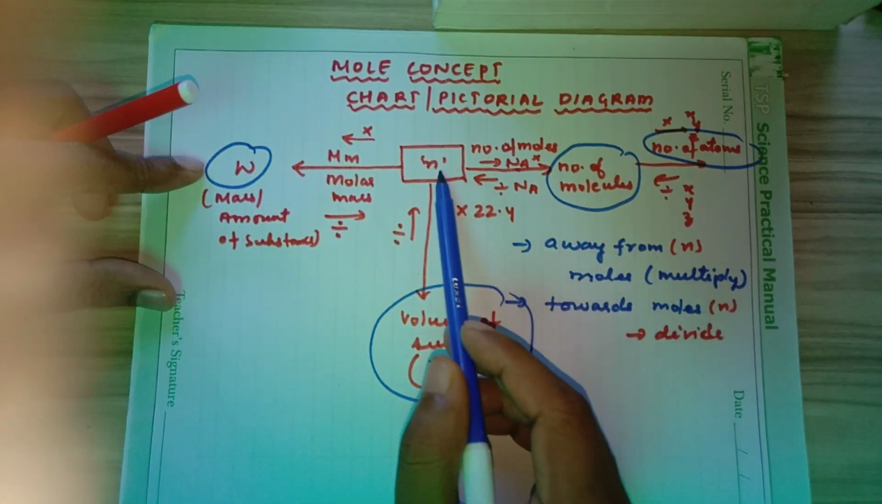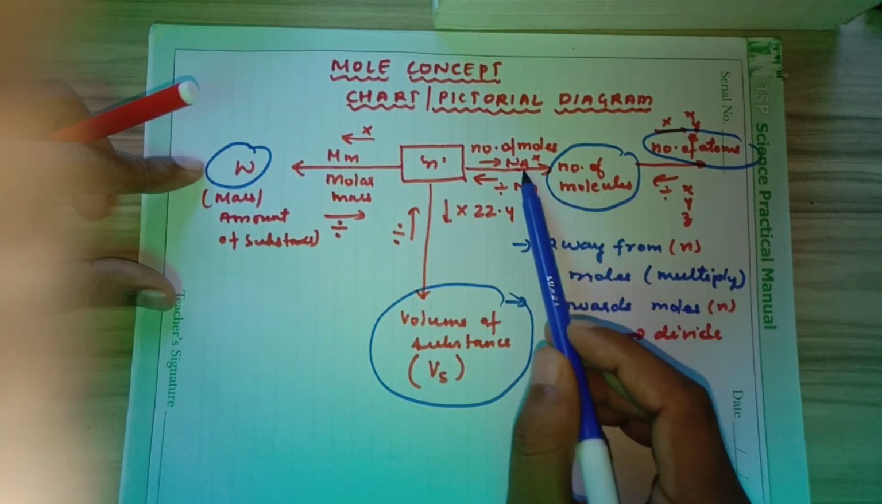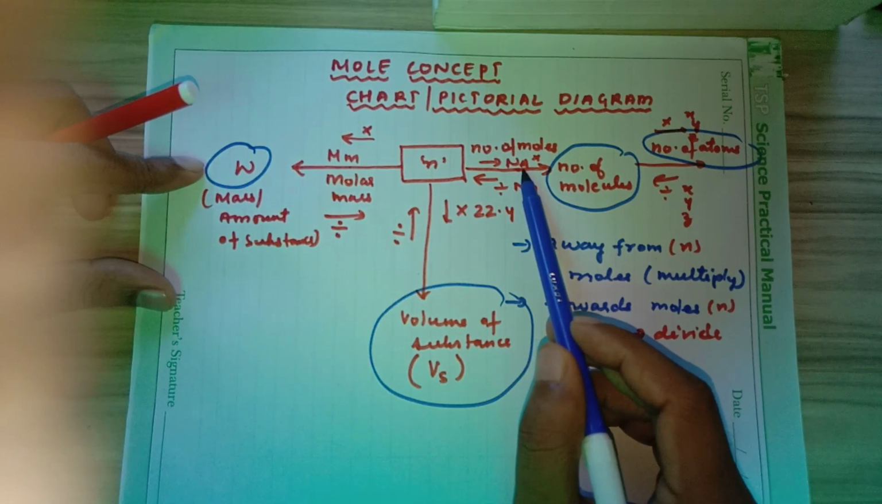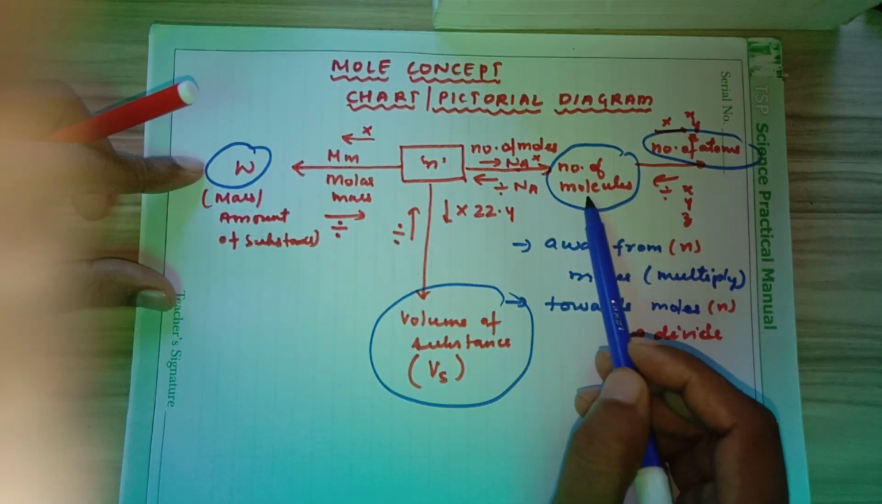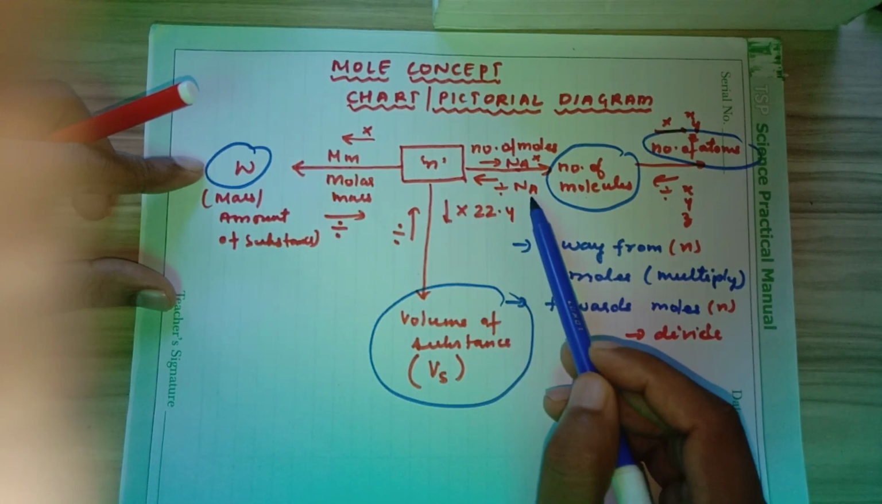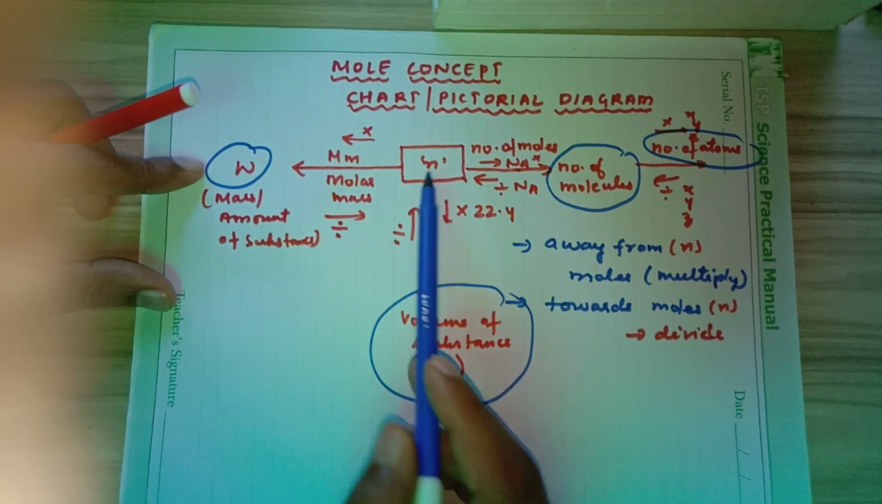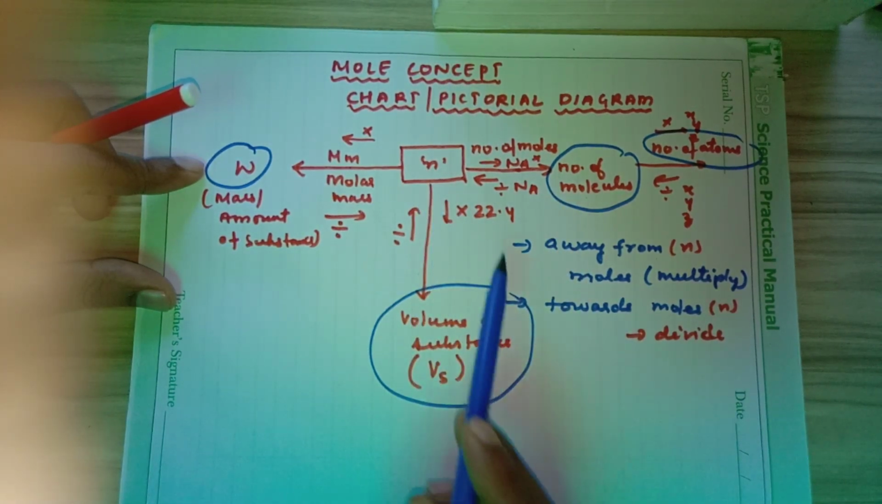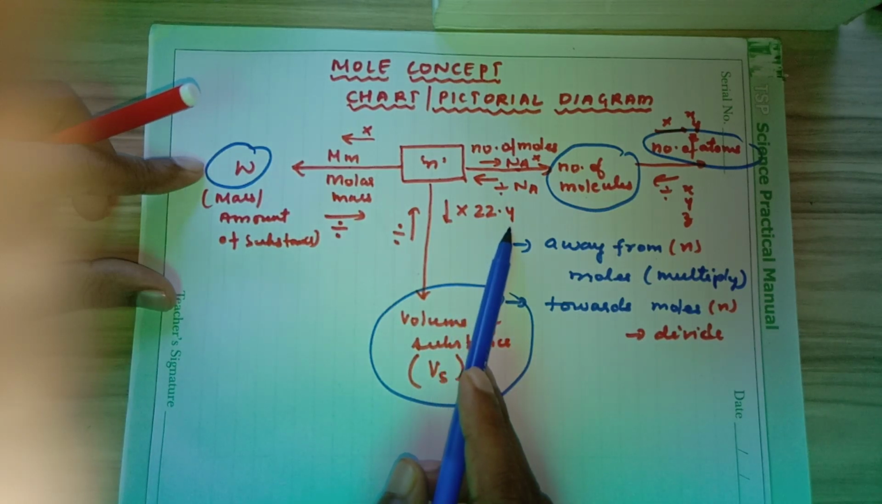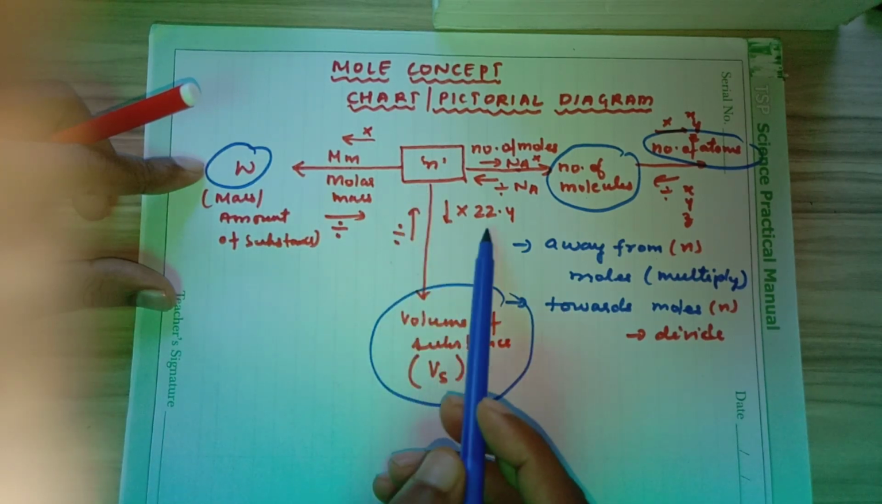Suppose we are given number of moles n and we have to find number of molecules, then we have to multiply it by Avogadro number, that is Na. And if we are given number of molecules and we have to find number of moles, we have to divide it by Avogadro number. Now if number of moles is given of a substance and we have to find volume of substance, we have to multiply it by 22.4. And if a volume of substance is given and we have to find number of moles, we have to divide it by 22.4.